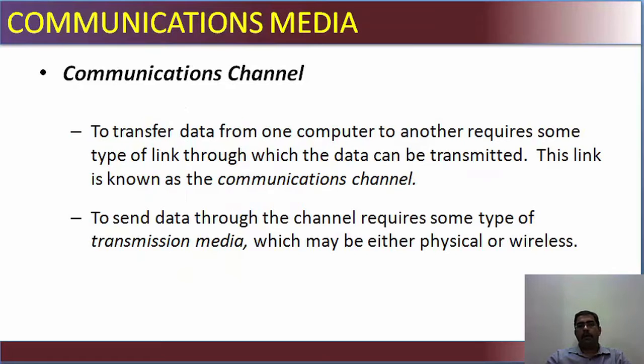Then we go on to communication media. To transfer data from one computer to another requires some type of link through which the data can be transmitted. This link is known as the communication channel. Your RJ45 cables are a communication channel. Your RJ11, which is a telephone cable, is a communication channel. To send data through the channel requires some type of transmission media. So the cable itself is the media. The channel is within the media, and you transmit data, voice, and video. This media can be either physical or wireless.